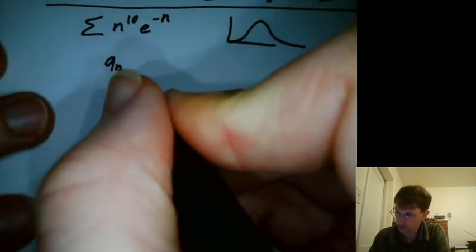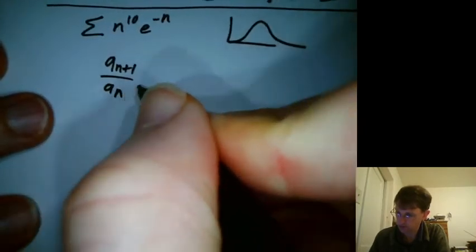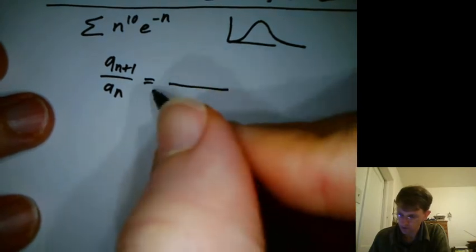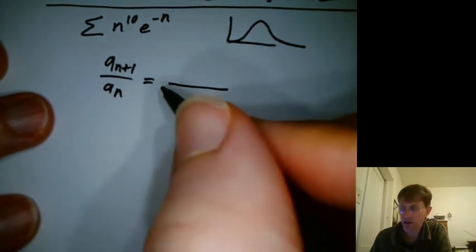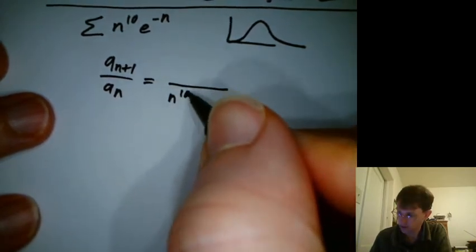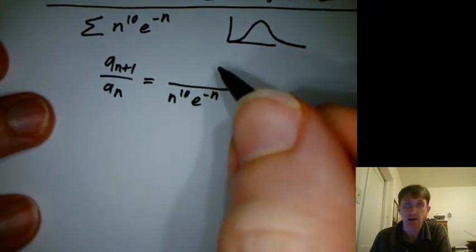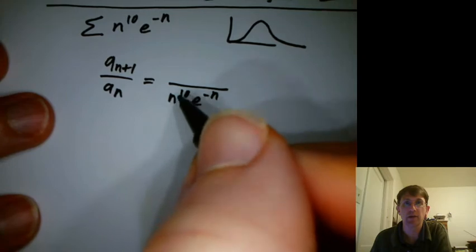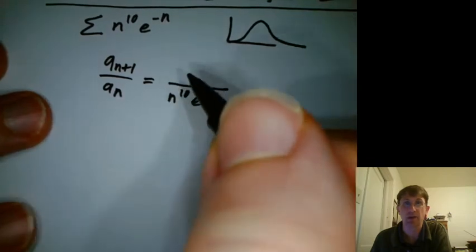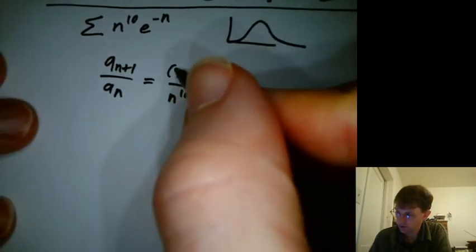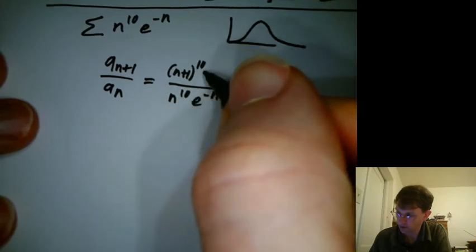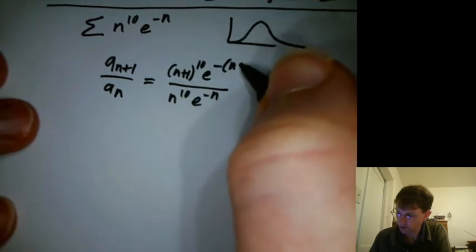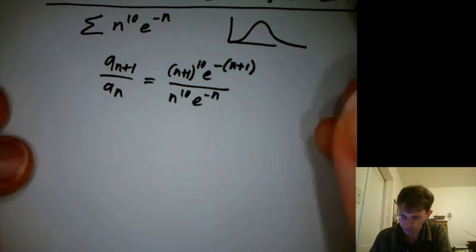I'll set it up by saying a sub n plus 1 over a sub n. Let's do the bottom first. It's usually easier to figure that part out. So that would just be n to the 10 e to the minus n. And then what do we write on the top? Anywhere you see an n, write an n plus 1 and protect it with parentheses. So I say n plus 1 to the 10 e to the minus n plus 1.